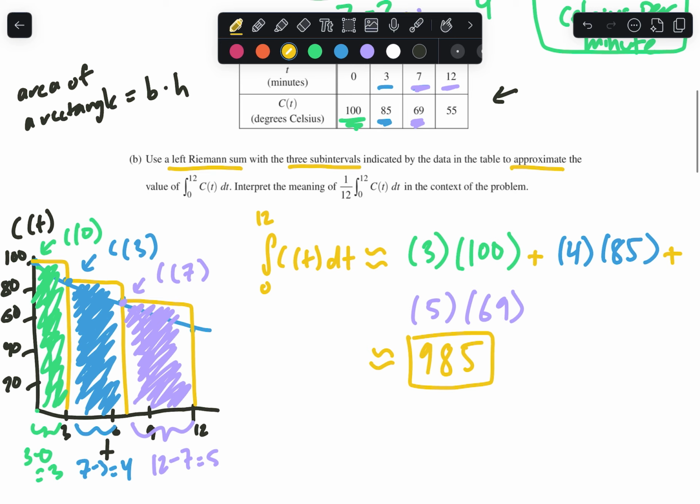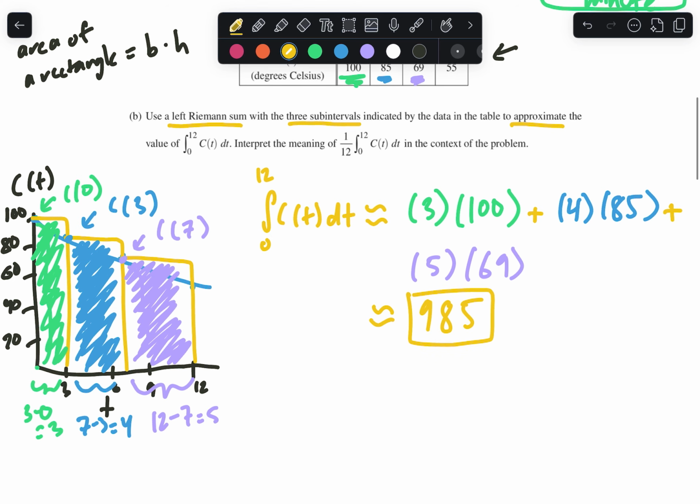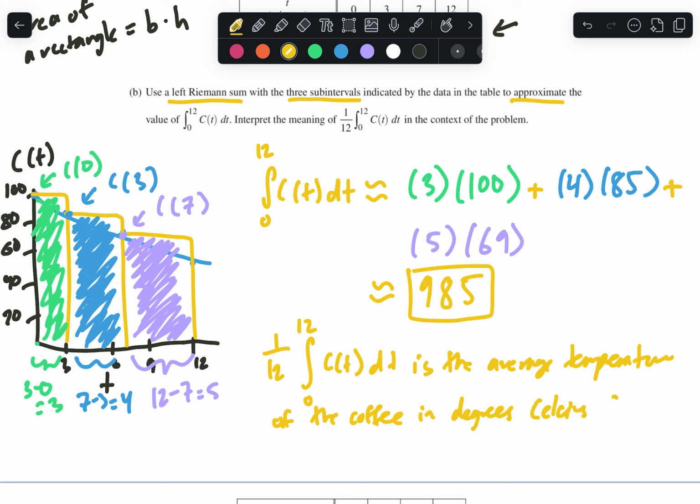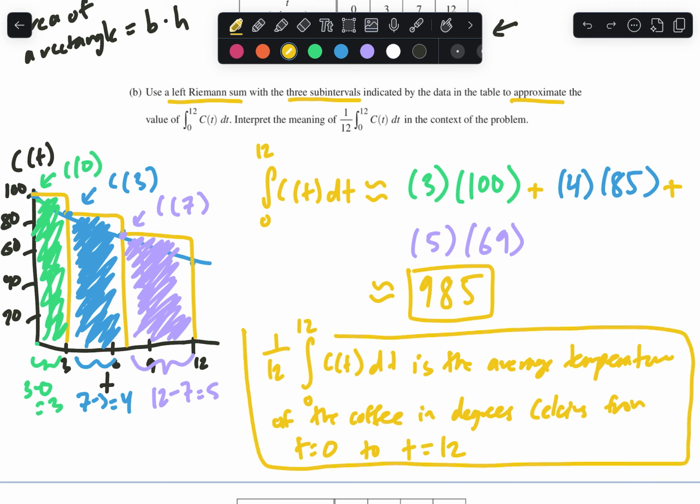Now we need to do part B of this problem, which is interpret the meaning of 1/12 times this approximation in the context of that problem. So what is the sum? The sum is the area under the curve. It's a total temperature that this coffee has changed from t equals 0 to t equals 12. So if we take this total temperature and we divide it by 12, that range, t equals 0 to t equals 12, 1/12 times the integral from 0 to 12 of C(t) dt is the average temperature of the coffee in degrees Celsius from t equals 0 to t equals 12. And that should be the answer to part B of this problem.